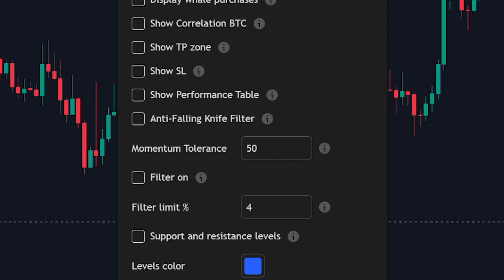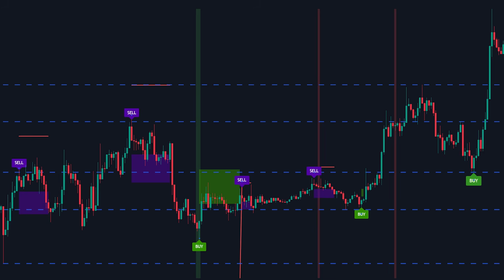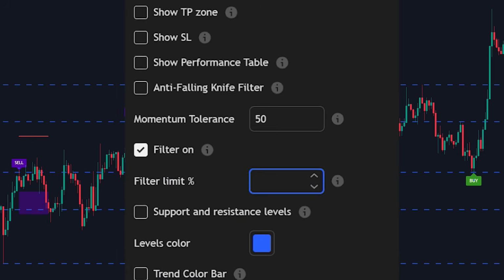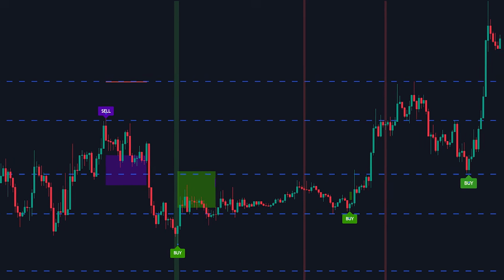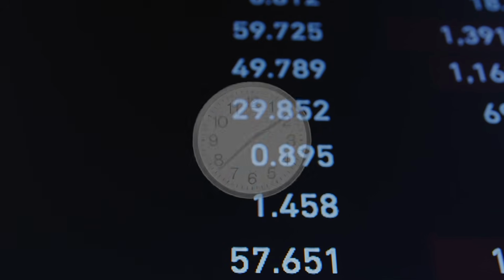Filter. In the settings, you'll find a filter option. The default is 4. Lower it and you get more signals, but more risk. Raise it to 6, 8, or even 10 and you get fewer signals, but each one is cleaner and more reliable. The practical approach? Test the indicator on your preferred asset and time frame.